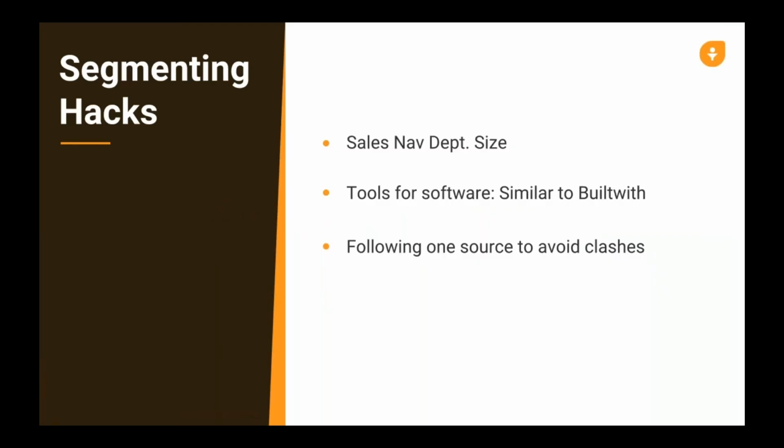A couple of hacks I want to show you on segmenting: Sales Navigator really shows me the number of employees in a certain department in an account. So suppose I'm selling HR software, I can tell, out of my whole list of accounts, which companies have at least 25 employees in the HR team. When you look at other tools like BuiltWith or anything else that I'll show you, which are very similar, you'll be able to know which software the teams are using at that point.